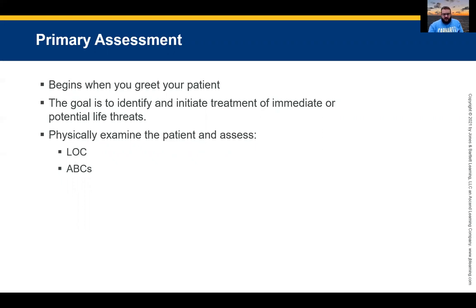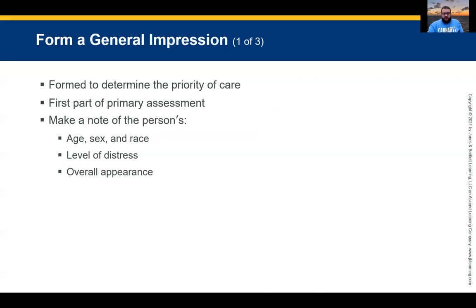You must physically examine the patient and assess the level of consciousness, which is written as LOC, and their ABCs: airway, breathing, and circulation. Those are the things that I must notice, and I assess their quality. Form a general impression. You want to form this to determine the priority of care, and it is the first part of your primary assessment. This includes age, sex, race, level of distress, and their overall appearance. What do they look like to me? Do they look good? Do they look bad?